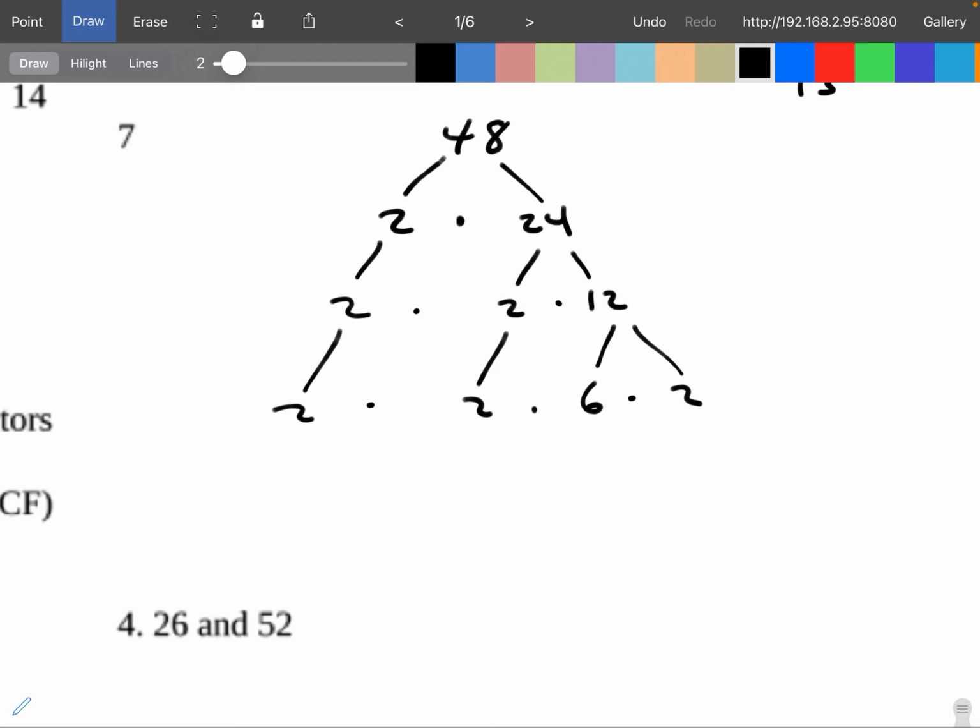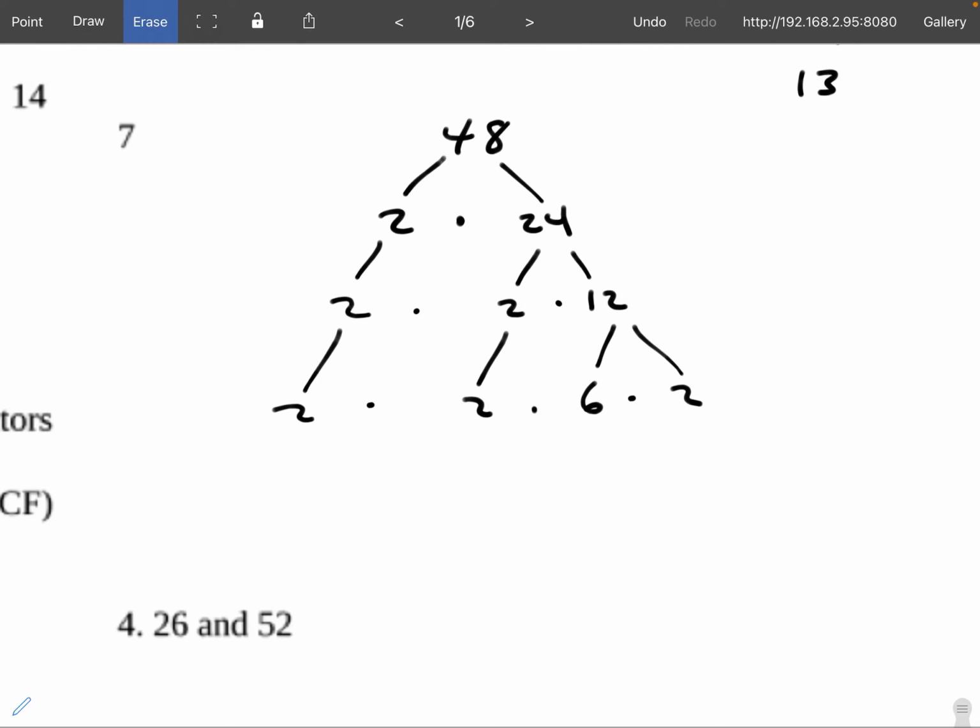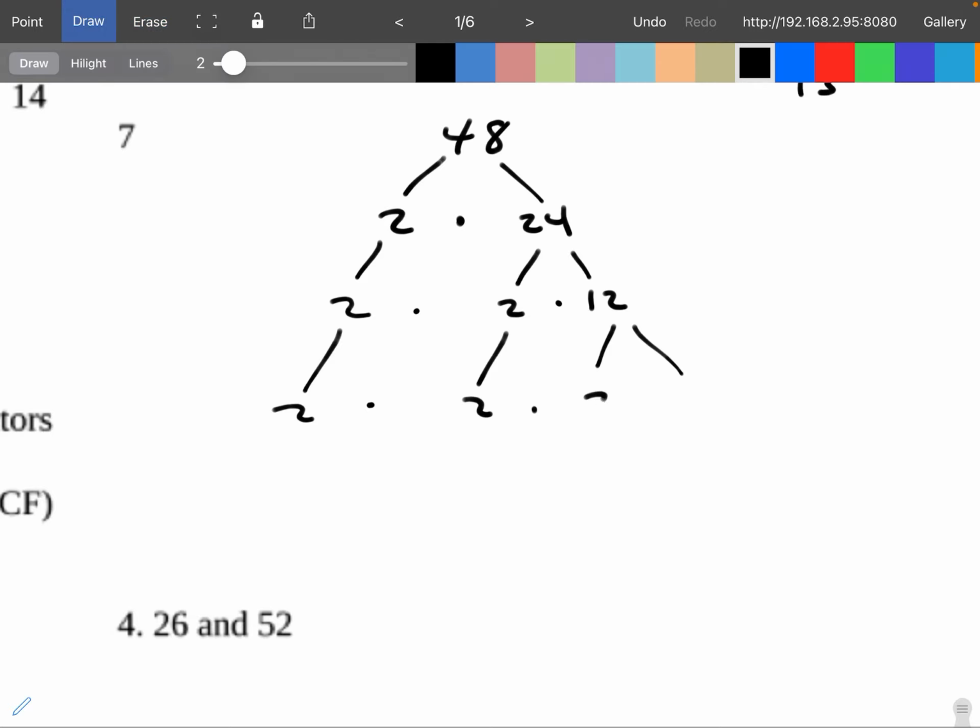And then I'll bring this 2 down. And I'll bring this 2 down. So this is more how I do it than what the book does. It's a factor tree. It looks like a tree when I'm done. And then what could I break? Well, let me write the 6 times 2. I'm going to write it as 2 times 6. All right, now what can you break the 6 into?